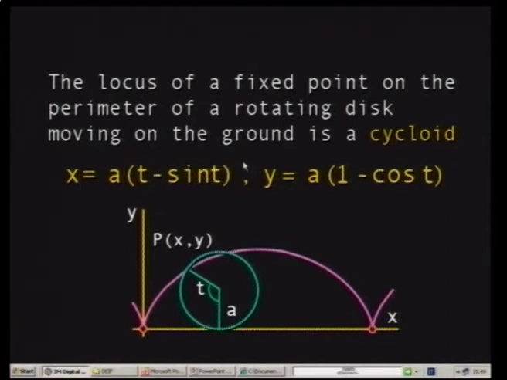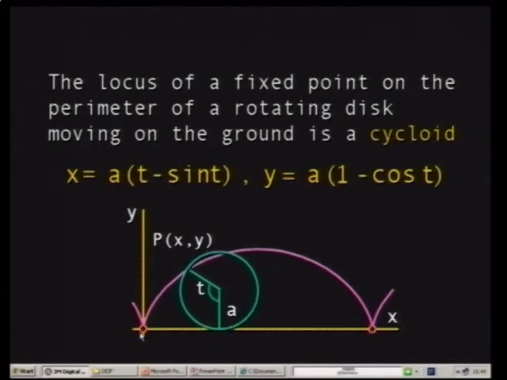Now, this is called a cycloid. A cycloid is a locus of a fixed point. You have a circle, and this circle slides on a rough surface. In other words, it rotates without sliding, because if it slides, then it's different. It rotates like this from this point till this point. So t here represents the angle subtended with the vertical axis, and t runs from 0 to 2 pi.